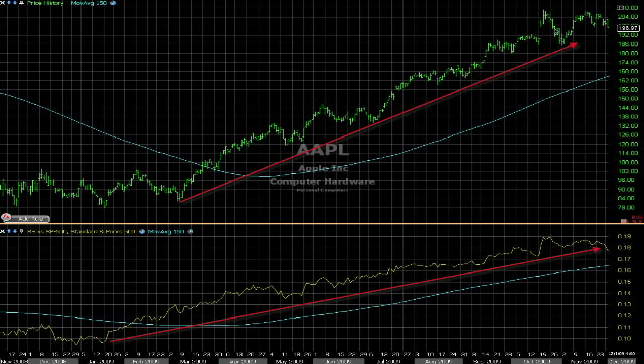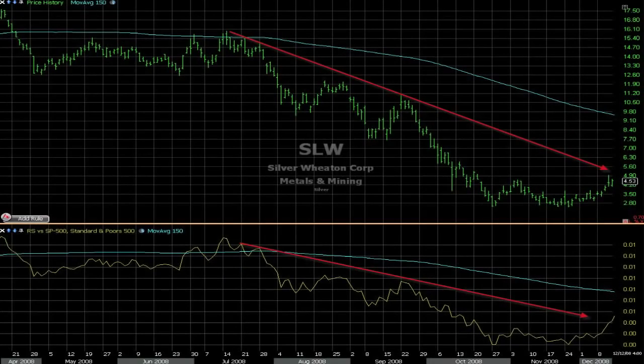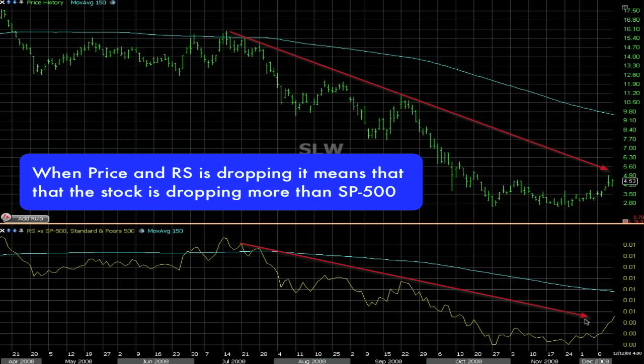The first one here is that price is climbing and relative strength is climbing. The 2 red arrows indicate that. That means the stock is climbing more than the S&P 500. Here's another scenario with price and relative strength. Price drops and relative strength drops. That means that this stock drops more than the S&P 500.